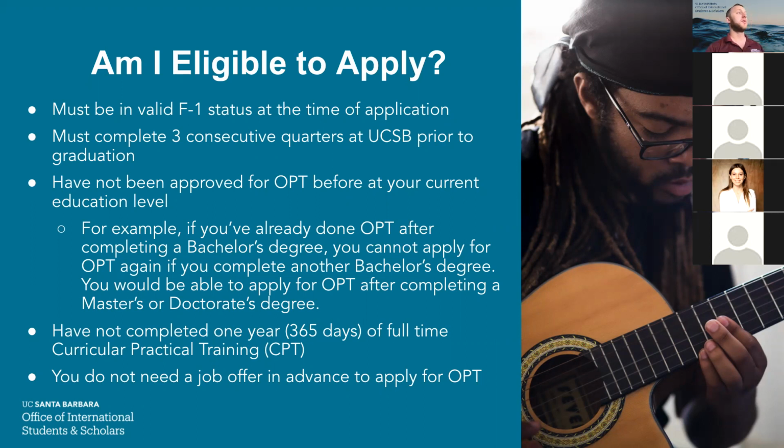And you also cannot have been approved for OPT before at your current education level. So if you're currently studying at the bachelor's level and you're going to be graduating with a bachelor's degree, and you've already graduated with a bachelor's degree at a previous school or even at UCSB, and you've already applied for OPT at that previous level, you will not be granted an additional authorization at the same degree level.